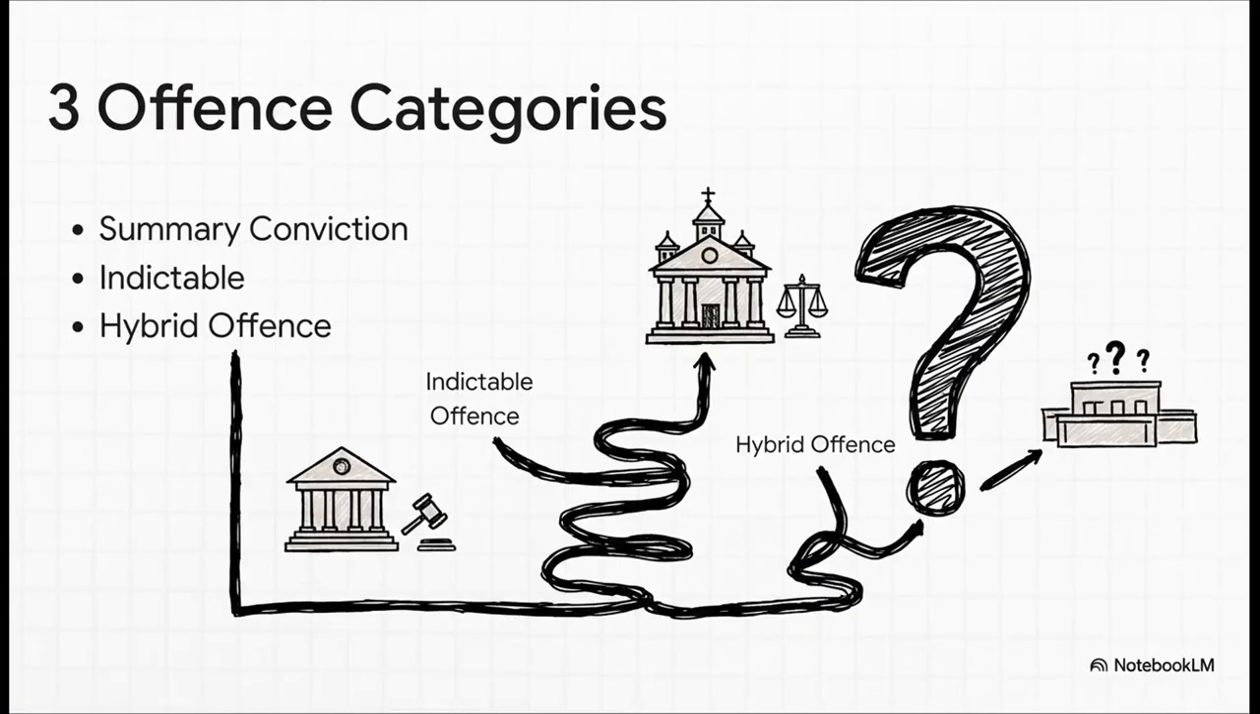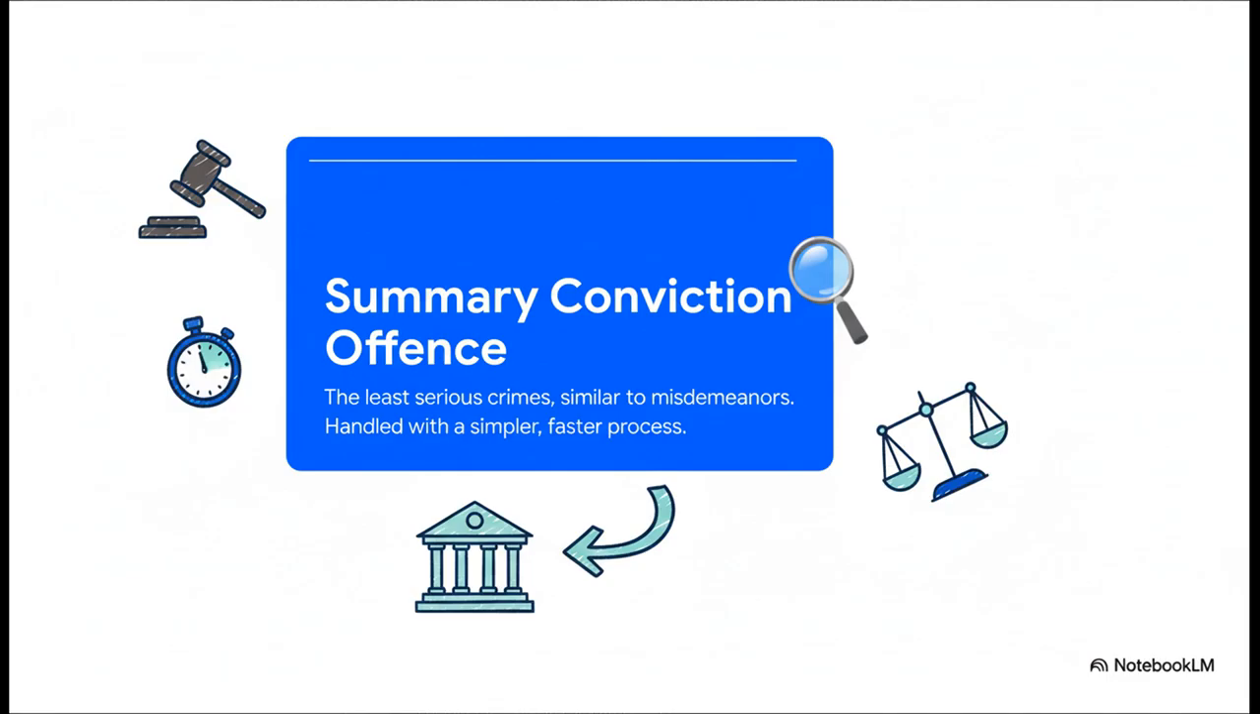Okay, so what are these three paths? You've got summary conviction offenses, you've got indictable offenses, and then you have this really interesting one called a hybrid offense. We're going to get to that one in a minute, but first, let's break down the two main categories. So, let's start with summary conviction offenses. These are basically the least serious crimes on the books. You can think of them as being kind of like misdemeanors in the US, things like causing a scene in public. The whole system is really geared to process these cases quickly and efficiently.